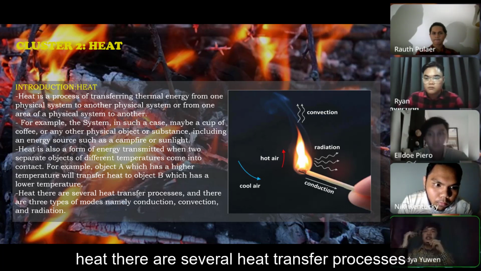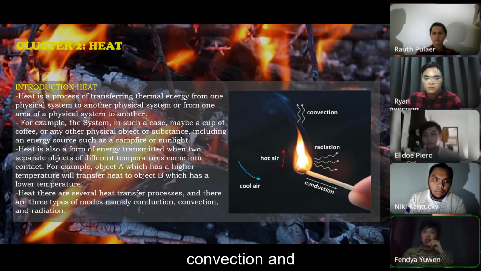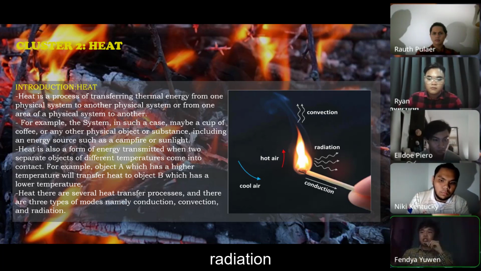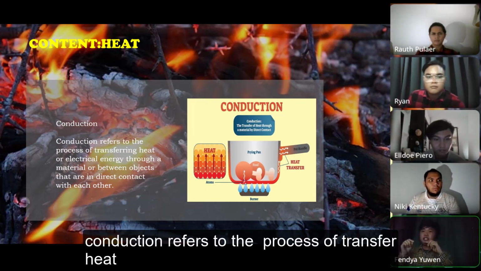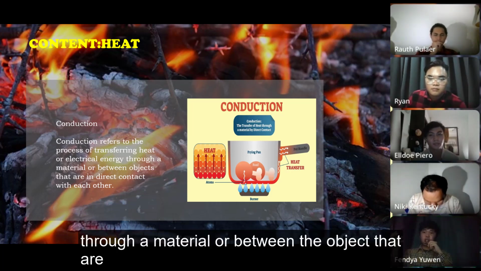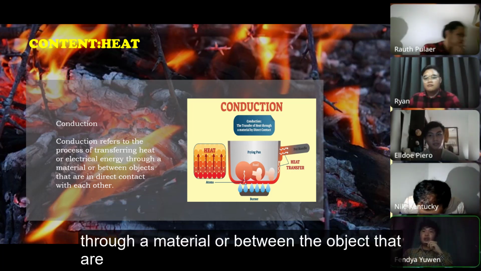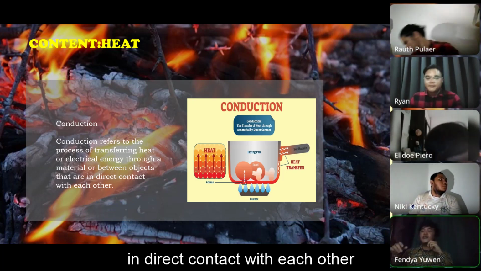There are several heat transfer processes. There are three modes, namely conduction, convection, and radiation. Next, conduction. Conduction is a process of transferring heat energy through a material or between objects that are in direct contact with each other.